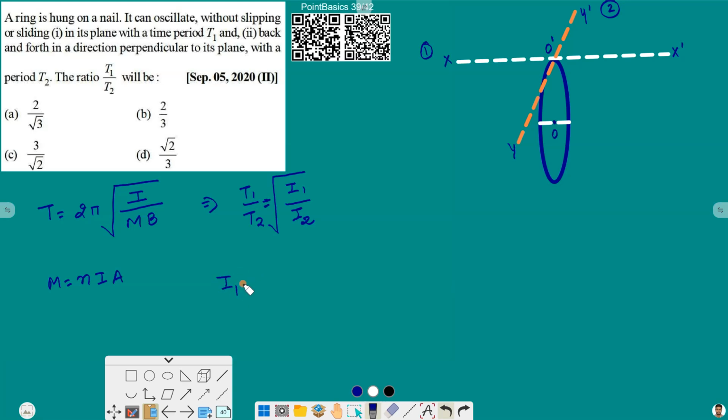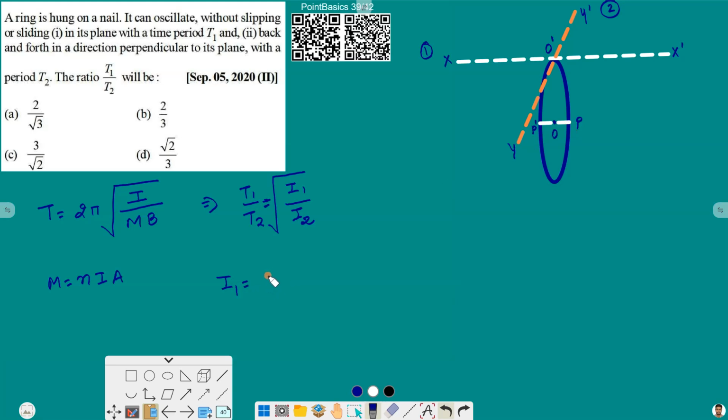So I1. Now we know this is a ring. Suppose its radius is r. Then its moment of inertia about its diameter PP dash will be half of MR square.